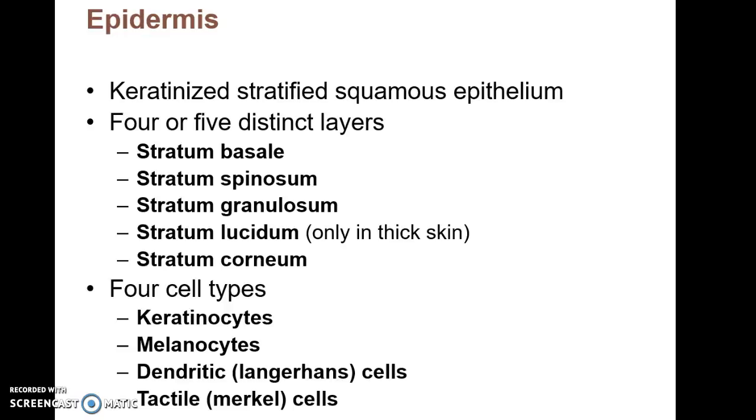Dendritic cells, also known as Langerhans cells, are star-shaped. They actually start in bone marrow and then migrate to the epidermis. They're key factors in the immune system. Their role is to digest or ingest foreign substances. And then our last is the tactile cells. They may also be called Merkel cells. They're present in the epidermis and function as sensory receptors. Most of the body is going to be covered with the tactile cells.